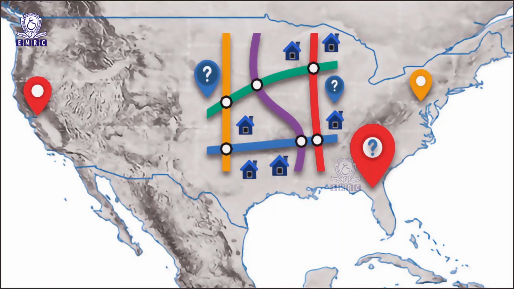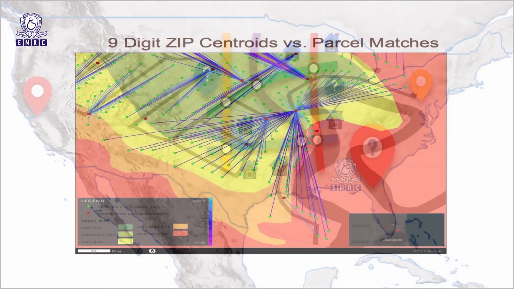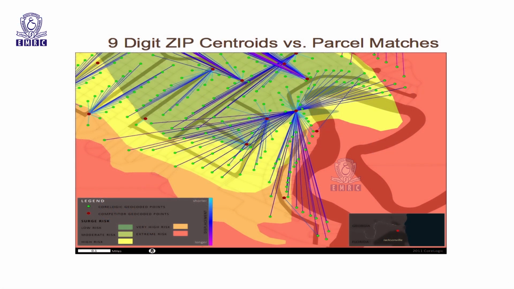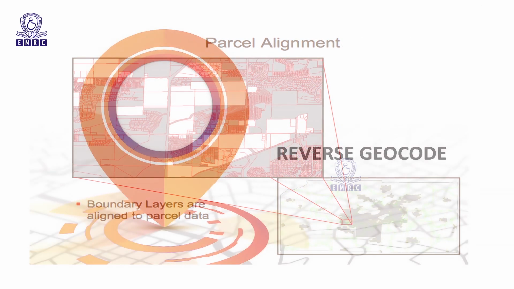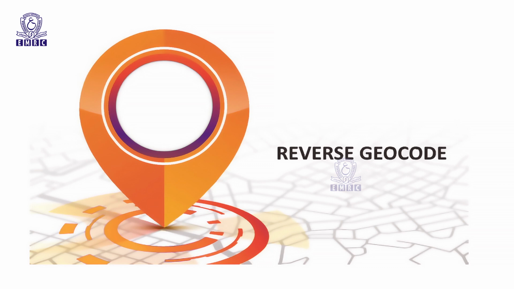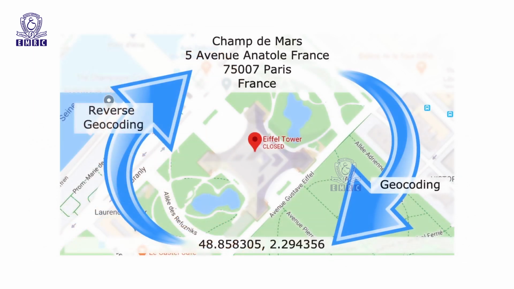Parcel level geocoding matches a parcel number to the parcel centroid location, and if the parcel database is available, plots the parcel boundary. Reverse geocoding is the reverse of address geocoding, that is, it converts a point location into a descriptive address.